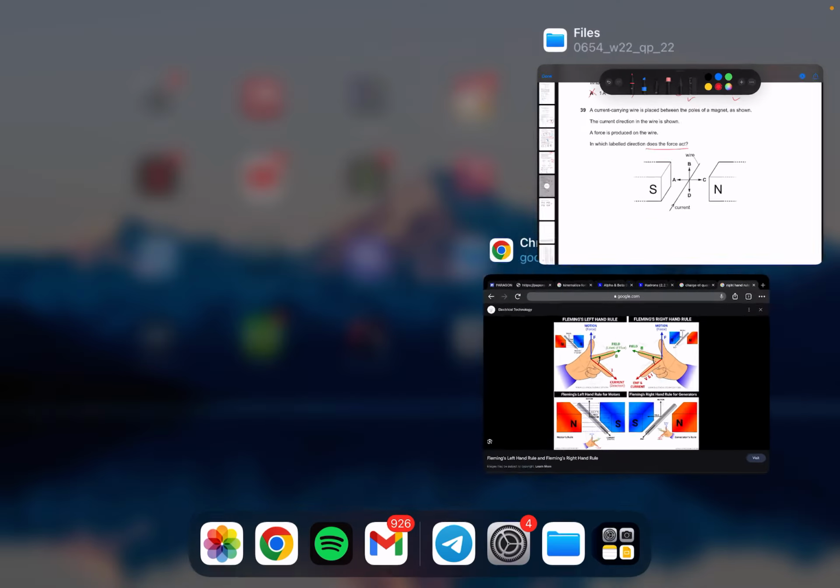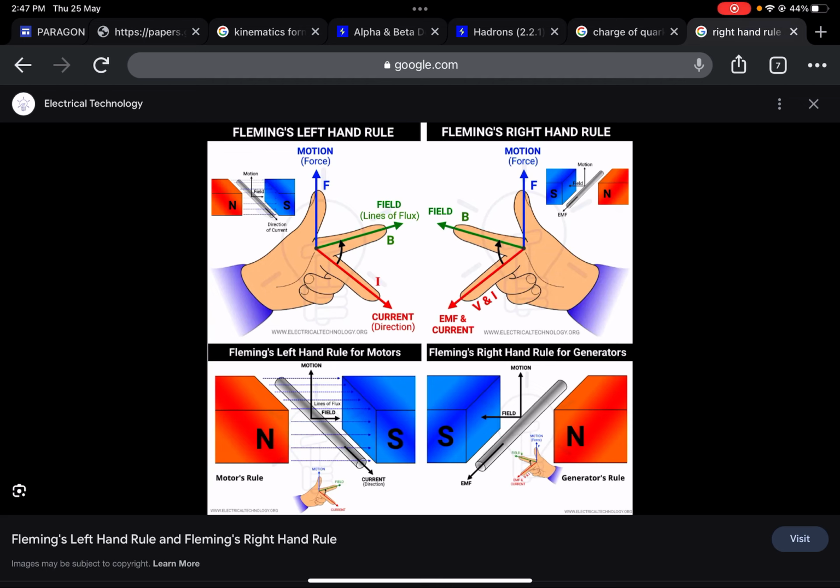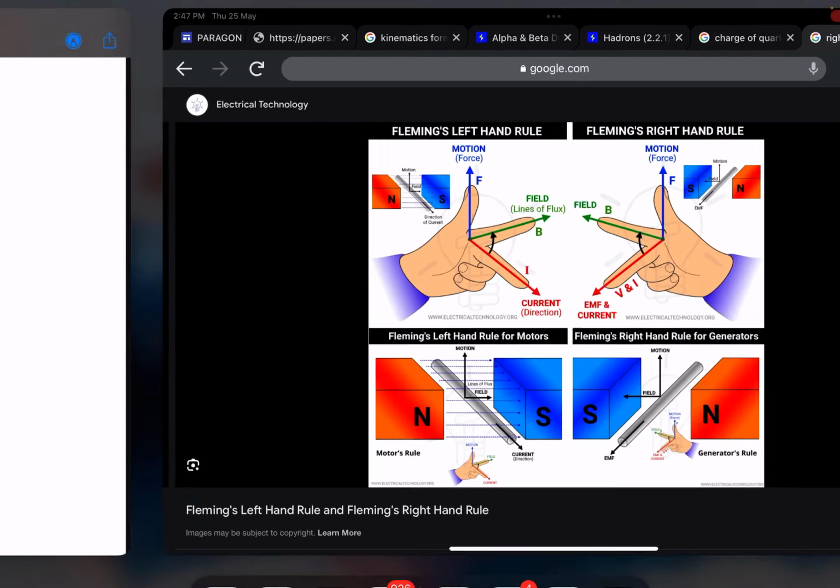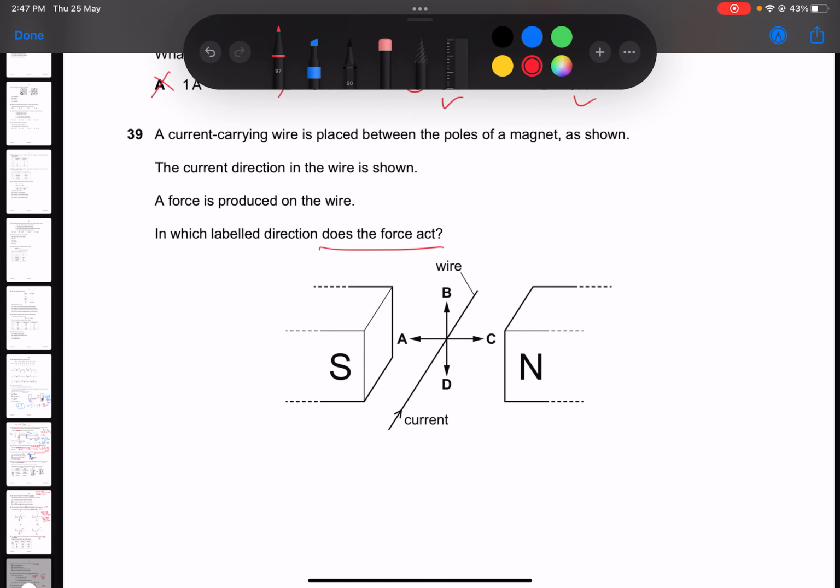If you remember, guys, here we have the left hand rule and the right hand rule. The factors are the same, okay? Your thumb is going to be motion, the first finger, the pointing finger, is going to be the field, and your second finger is going to be the direction of the current all the time. But which one are we going to use? If you use the right hand rule, it will give you a different direction. If you use the left hand rule, it will give you a different direction. So which one is the correct one then?